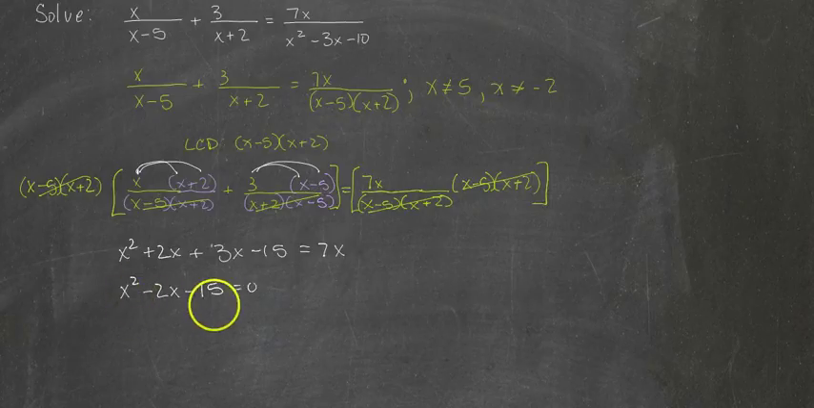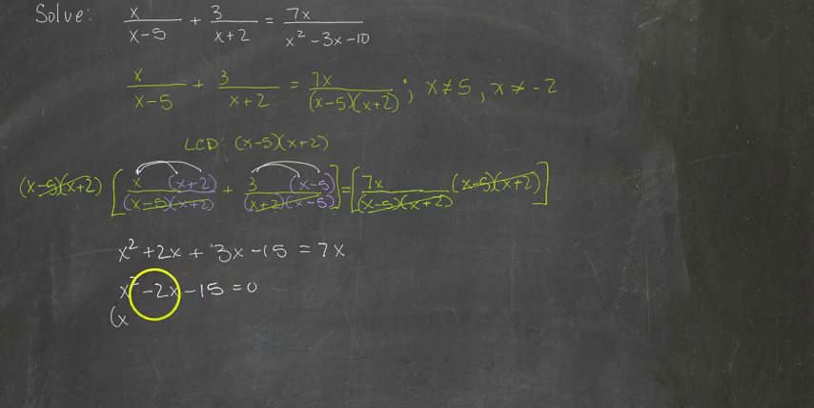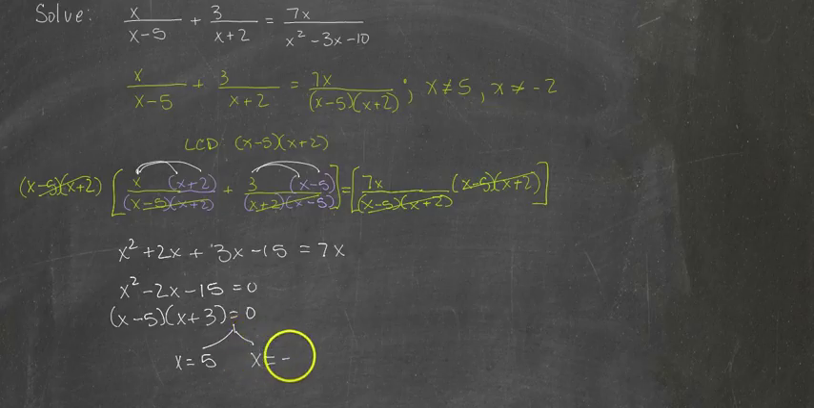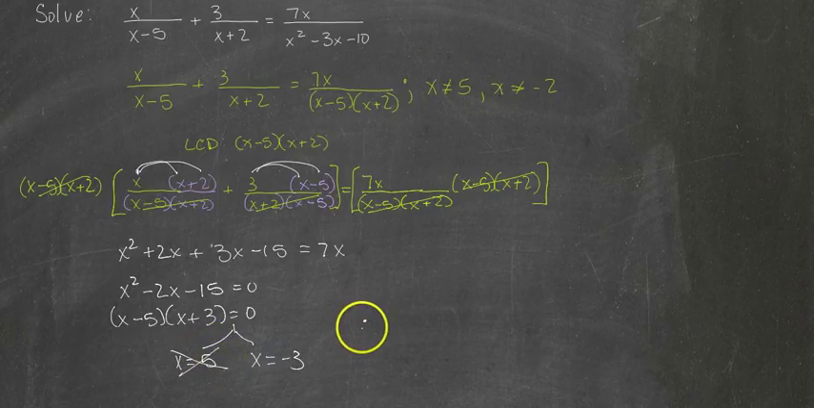And now we just need to find what makes this equation equal 0. So, factor. Well, 5 is 3 times 2. I need a negative 2, so that'd be a negative 5. So I get x equals 5 as a solution, and x equals negative 3. Double checking that I'm not allowed to have 5 for a solution, so I'm going to eliminate that solution. And I know that, therefore, x equals negative 3 is the solution.